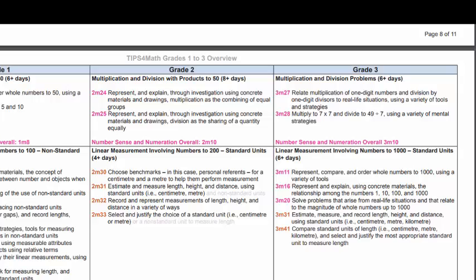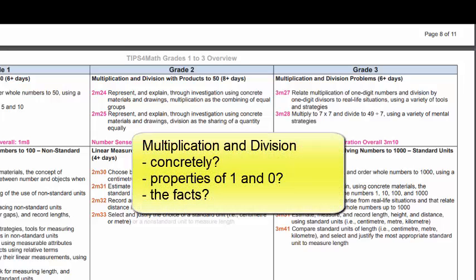I'm thinking that I will want to check to see what my grade 7 students can do relative to multiplication and division. Do they know how to do it concretely? Do they know what happens when they multiply by 1 or 0? Do they know any facts?